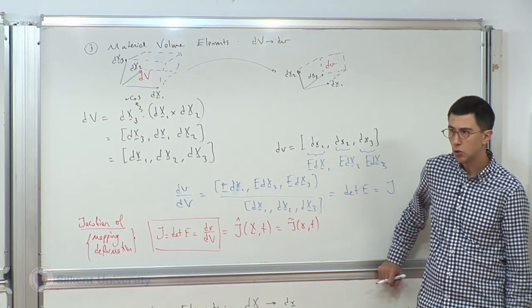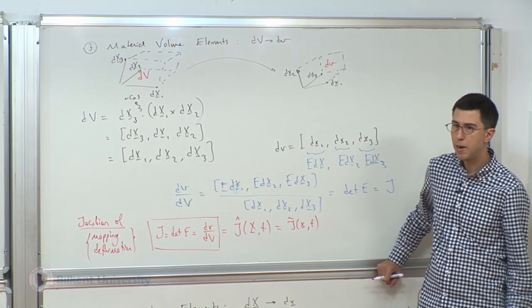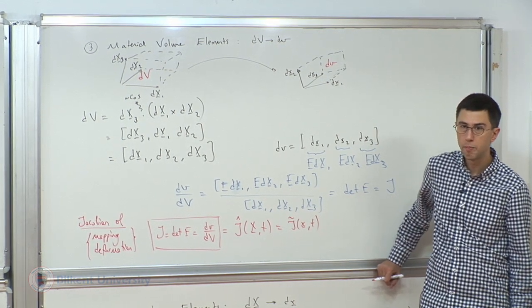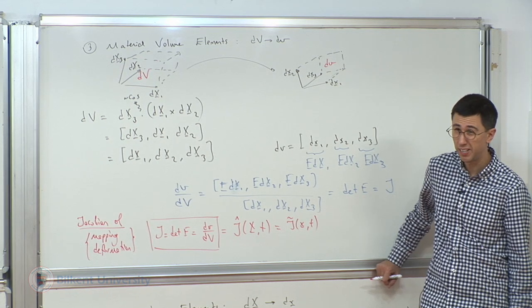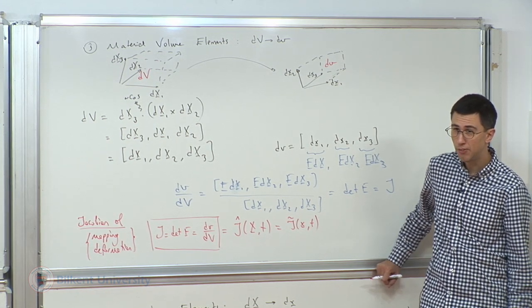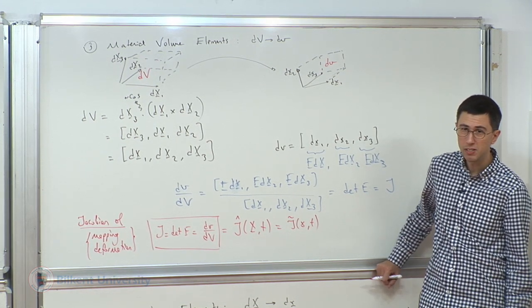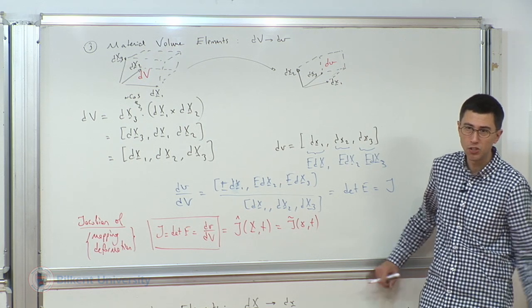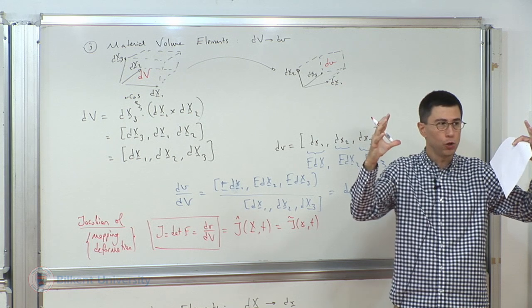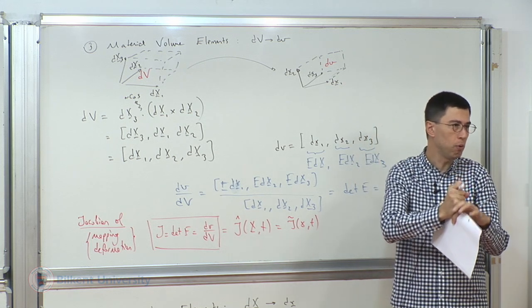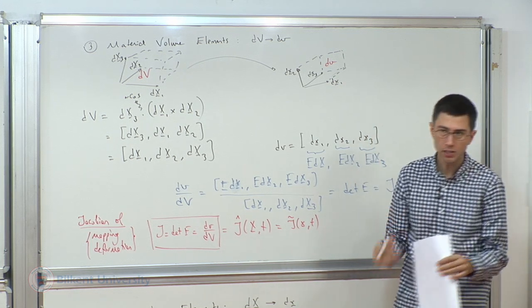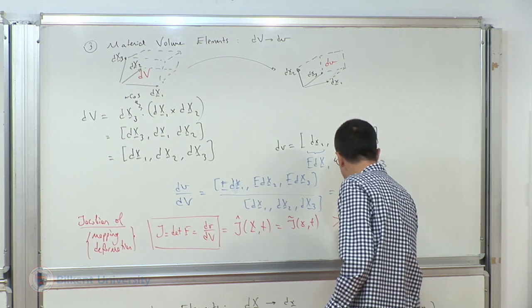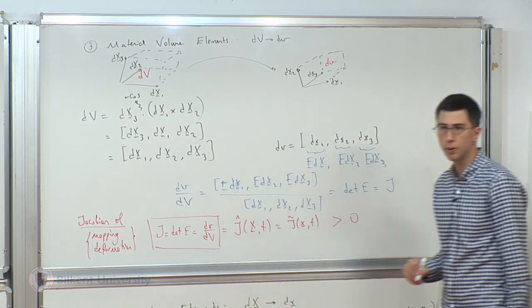So here you also see that for us to be able to talk about physical deformations, J needs to be greater than zero. Because if it is less than zero, it means at some point it needs to go through zero as well. And that means that you have a finite volume shrinking to a point. So physically, that's not going to happen. So this is always greater than zero.